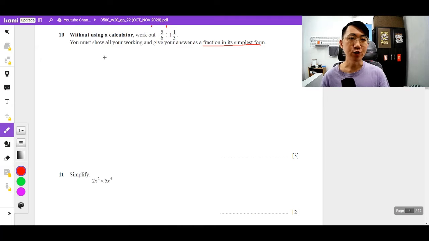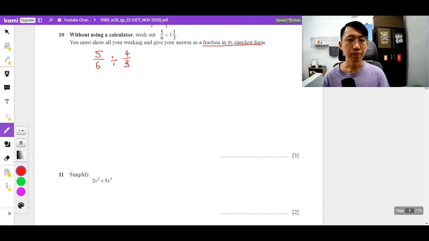Very popular question. Without using a calculator, work out and it gives you some sort of fraction questions over there, right? You must show all your working and give your answer as a fraction in its simplest form. So teacher already highlighted the keyword. Make sure it's a fraction at the end of the day. Do not give your final answer as decimal, right? So first step, right, do not change it into a multiply yet. So you just copy, divide. I want you to change this into a mixed number. So that's going to be 4 over 3, alright?